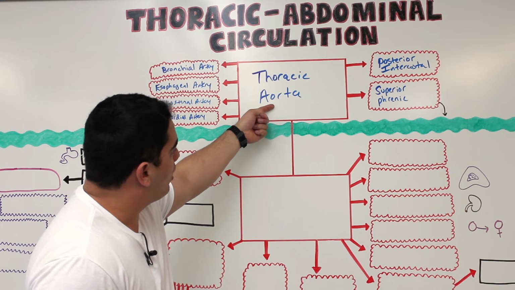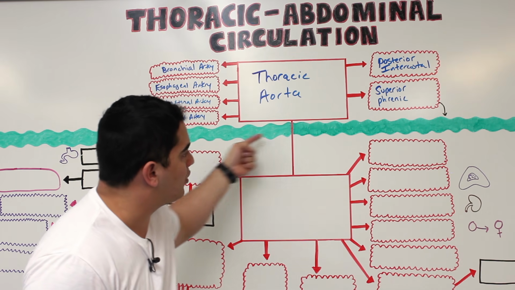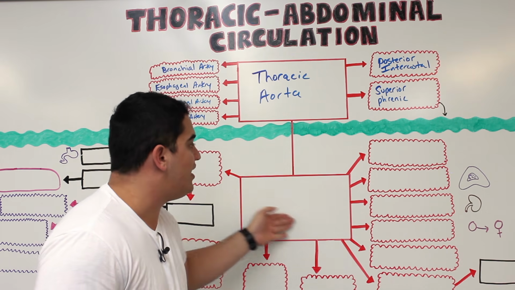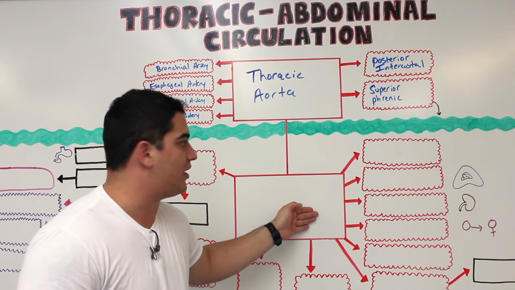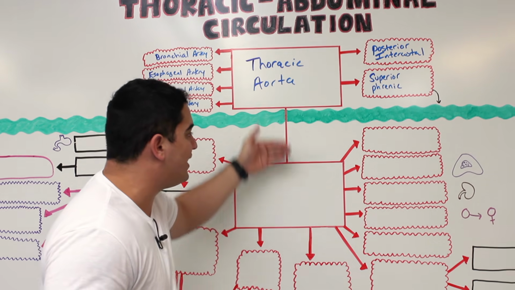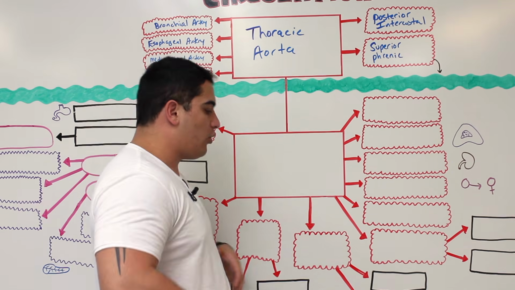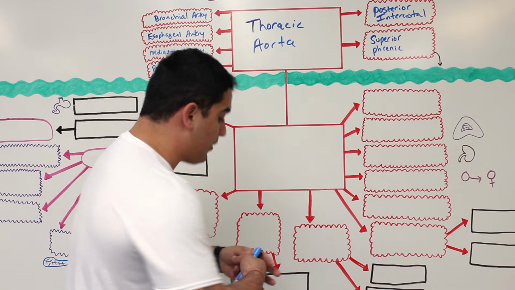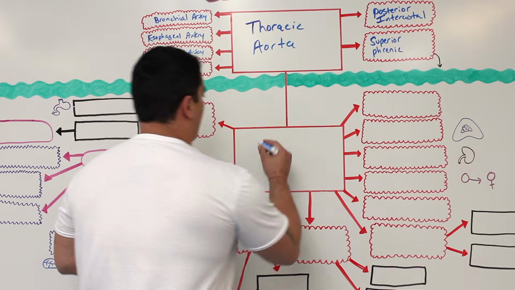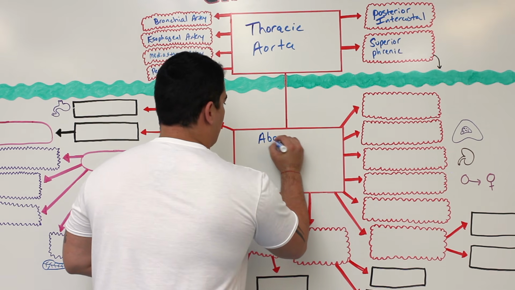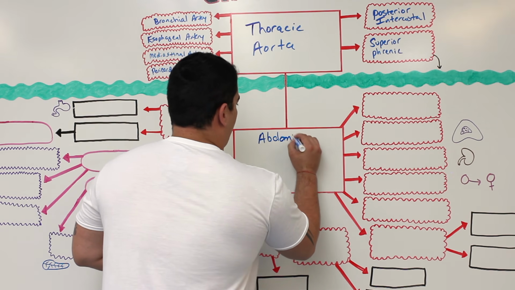Once the thoracic aorta pierces through the diaphragm, it comes out as a different part of this aorta. It's still descending, it's still going down, but now it's located within the abdominal cavity. So now it's called the abdominal aorta. Okay, so this is called your abdominal aorta.